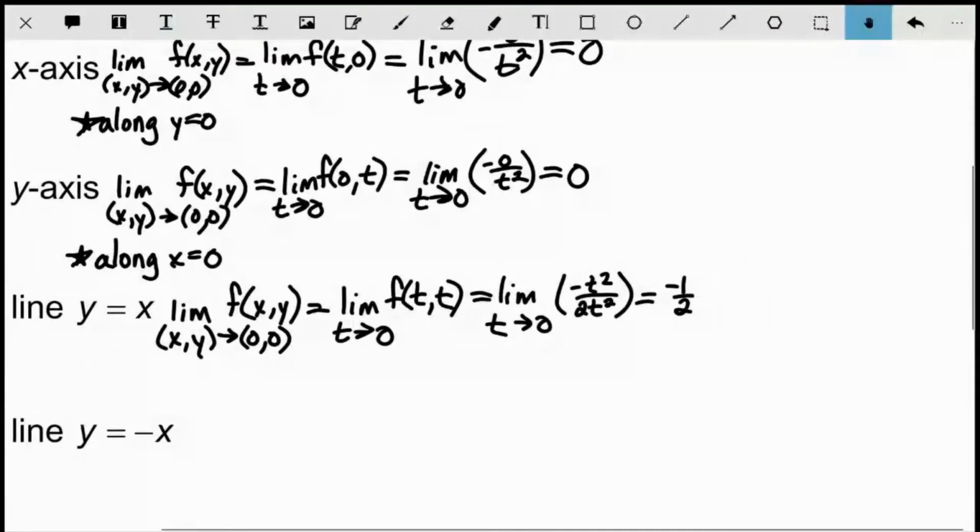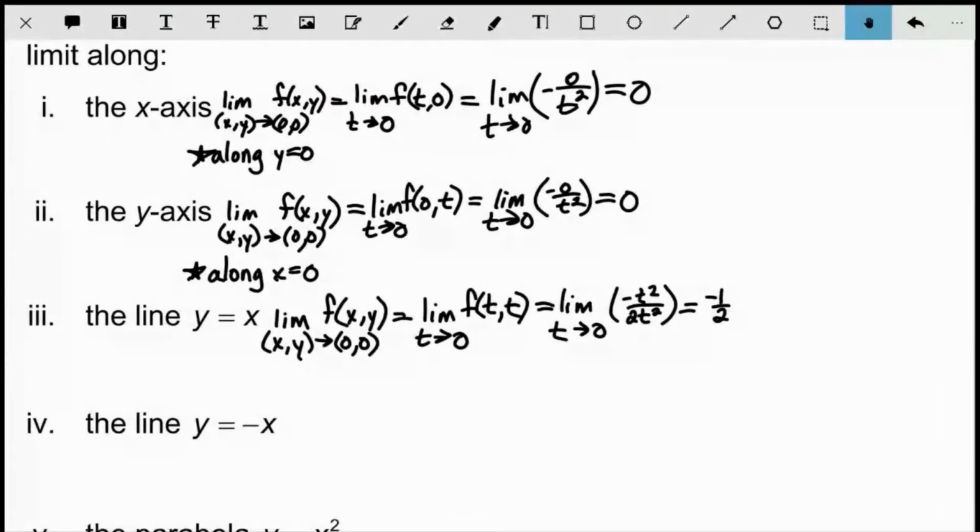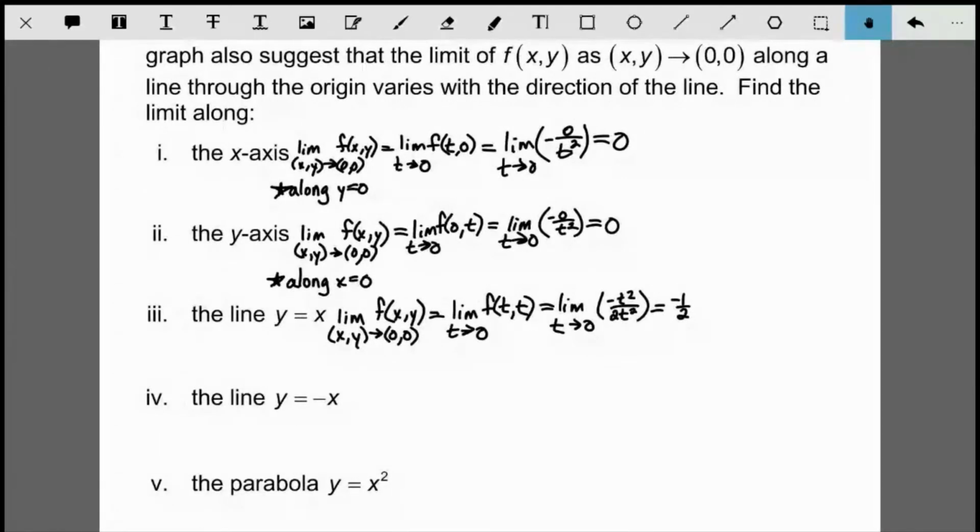Immediately at this point, I know this limit doesn't exist. The reason is that going along these 3 different paths, I've already found a different value along one path than I found along the other 2. As long as one of them is different, the limit no longer exists, because they all have to be the same. Along any path that I take to this point, I should be getting the exact same value, and in this case, you can see I'm not.